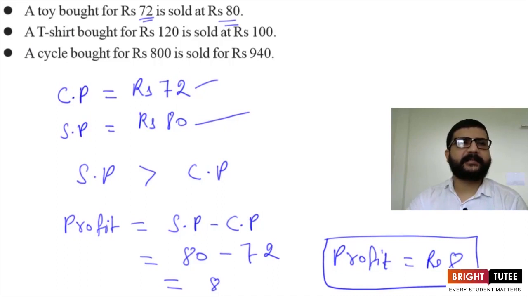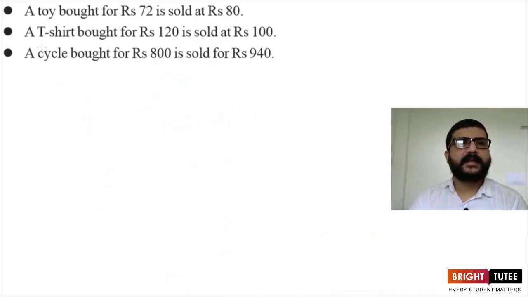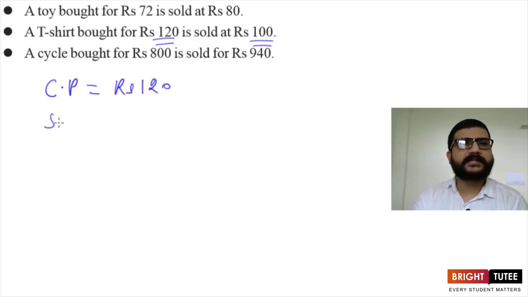Now let's see the next statement. A t-shirt bought for rupees 120 is sold at rupees 100. So what is the cost price here in this case? Cost price, or CP, is rupees 120. And what about the selling price? Selling price is rupees 100, as it is given that it is sold at rupees 100.